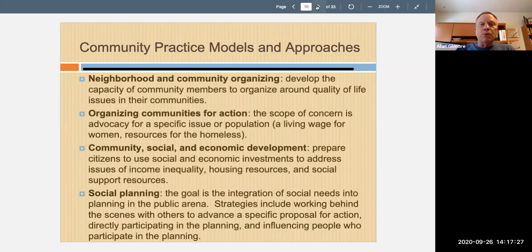So the first one is neighborhood and community organizing. And the approach here is to develop the capacity of community members to organize around quality of life issues in their communities. So to go back to an earlier example, if there were a group of community members or neighborhood members that all identified that there are not enough parks in their neighborhood, a social worker may be working with them in terms of developing their capacity to organize around that particular issue.